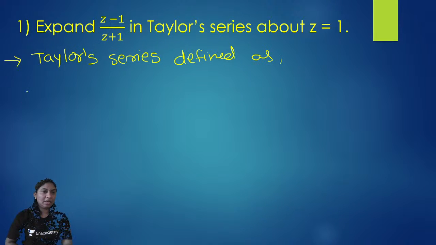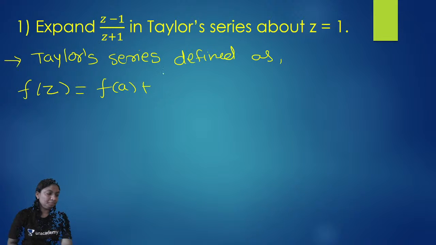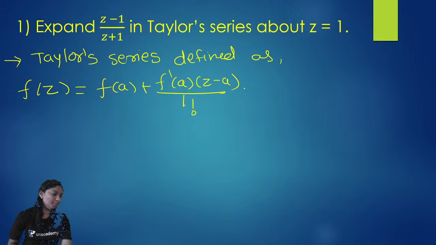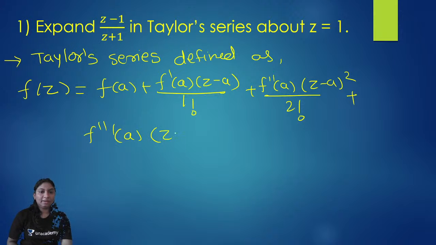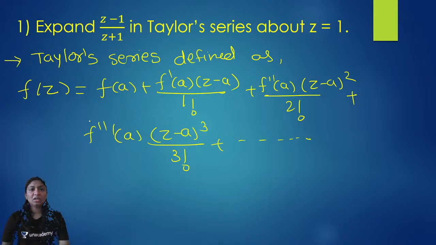f of z is equal to f of a plus f dash of a into z minus a upon 1 factorial plus f double dash of a into (z minus a) squared upon 2 factorial plus f triple dash of a into (z minus a) raised to 3 upon 3 factorial plus and so on. Okay. Now here we have to expand about z equal to 1. Okay. So we will expand this about z equal to 1.